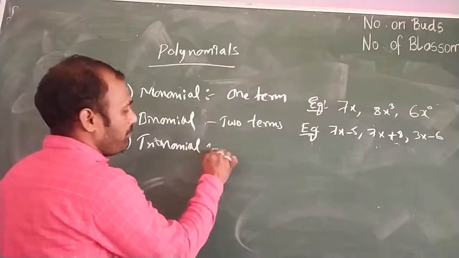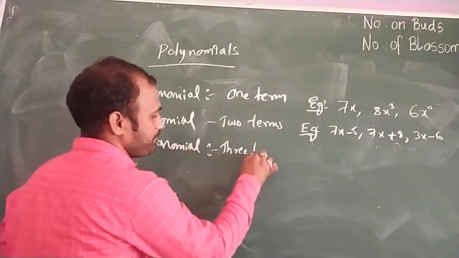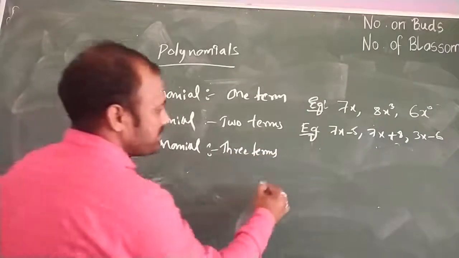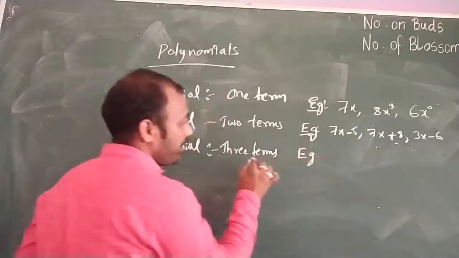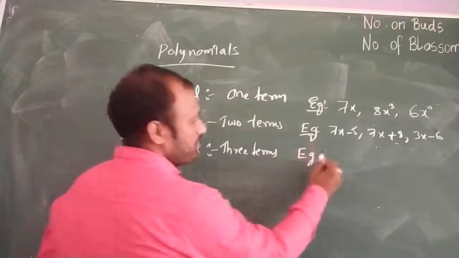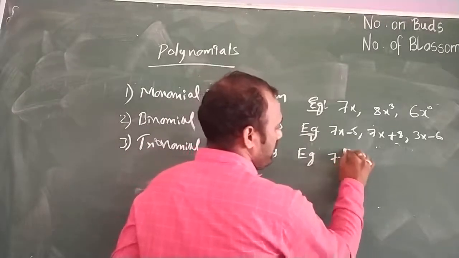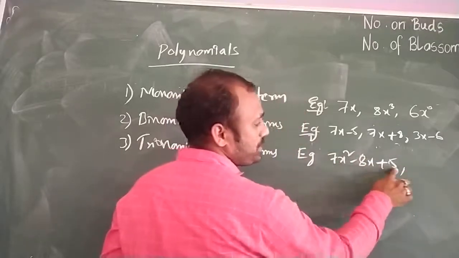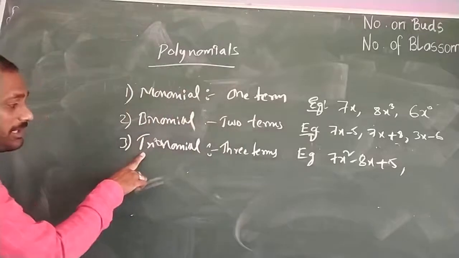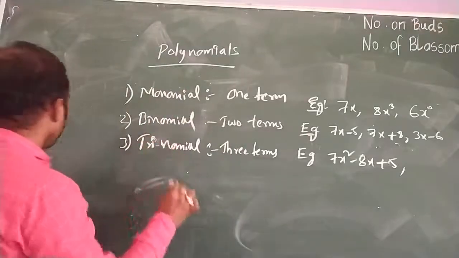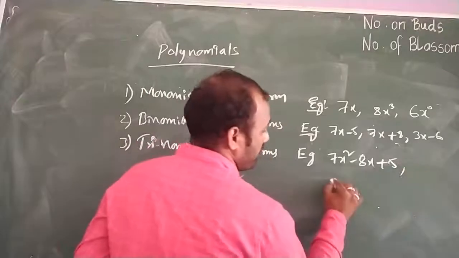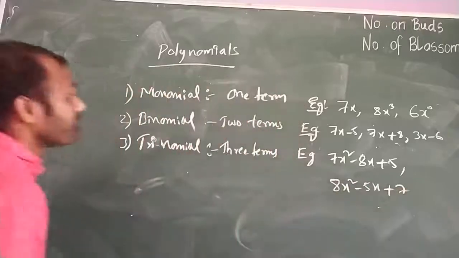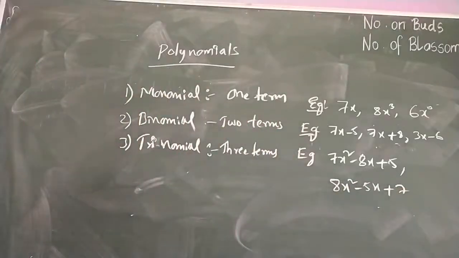So if a polynomial is having three terms, we have to call that polynomial a trinomial. An example for trinomial: in our algebraic expression there should be minimum three terms. So 7x square minus 8x plus 5. In this, if you see 1, 2, 3, totally three terms are there, so we can call this a trinomial. Another example we can take is 8x square minus 5x plus 7. So these are the types of polynomials.